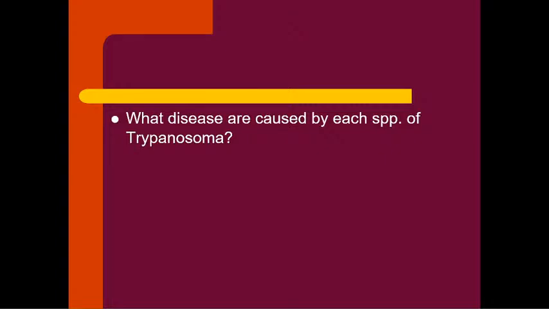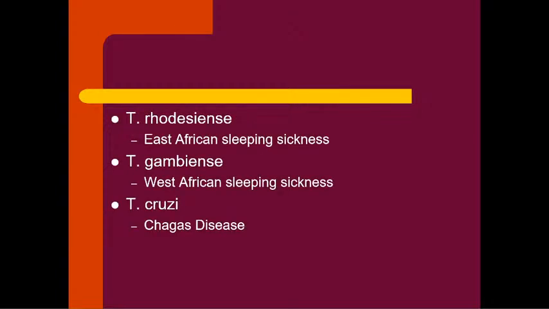Now, what disease is caused by each type of trypanosome? So, let's go with Trypanosoma first. We have Trypanosoma rhodesiense, Trypanosoma gambiense, and Trypanosoma cruzi. Put a big X, or a big star, on Trypanosoma cruzi. We're going to discuss it a little bit later on. Trypanosoma rhodesiense is the East African sleeping sickness. Trypanosoma gambiense is West African sleeping sickness. And the one that I asked you to put a star on is the one that causes Chagas disease.